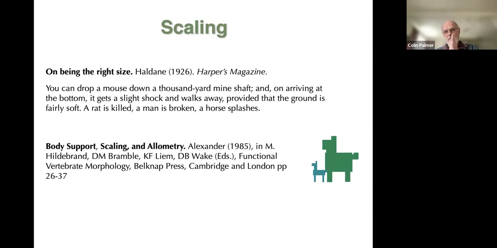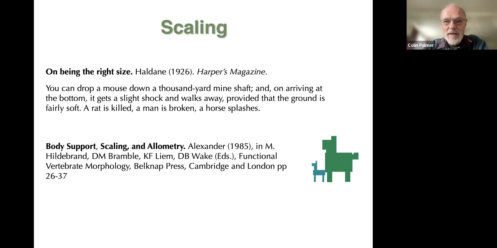And this was put rather eloquently back in 1926 by Haldane in an essay on being the right size. He said, you can drop a mouse down a 1,000-yard mine shaft and, on arriving at the bottom, it gets a slight shock and walks away, provided that the ground is fairly soft. A rat is killed, a man is broken, and a horse splashes. It's a rather graphic effect of what happens with scaling.